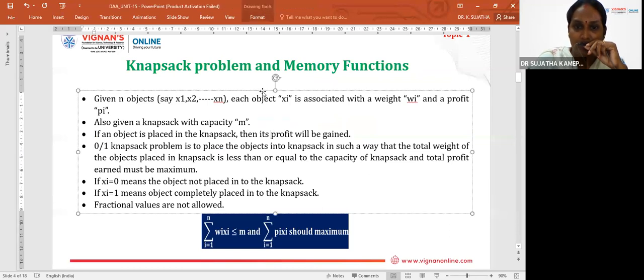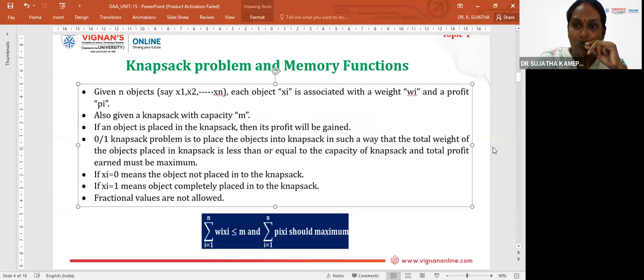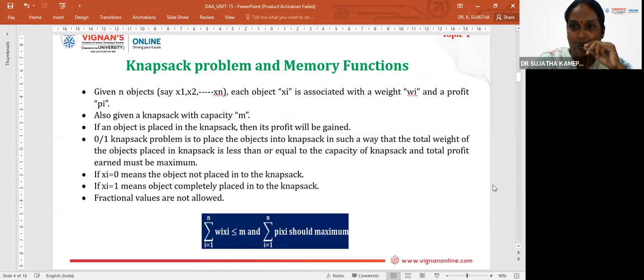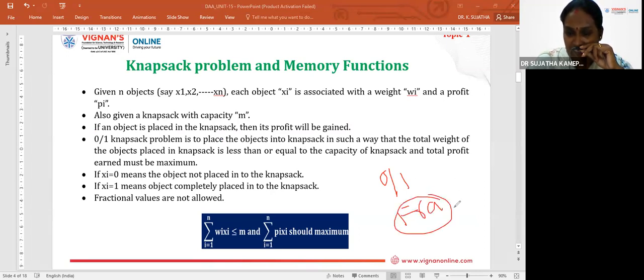First of all, we are going to see the knapsack problem statement. You are already well versed with it. We know that we have two types of knapsack problems: one is 0/1 knapsack and the other is fractional knapsack. The fractional knapsack problem can be solved using the greedy algorithm design technique, whereas the 0/1 knapsack problem can be solved using dynamic programming. So here we are going to solve the 0/1 knapsack problem.